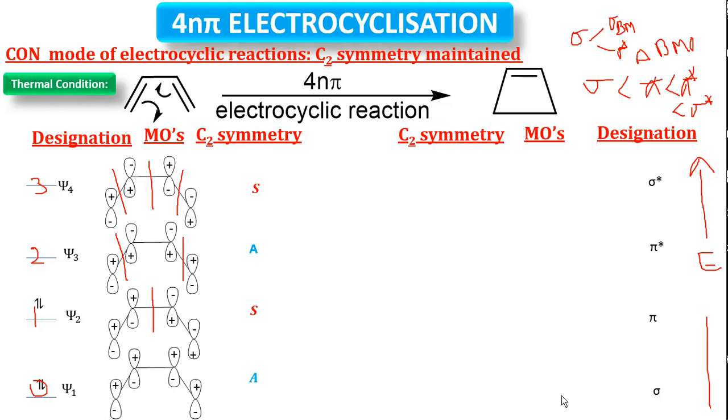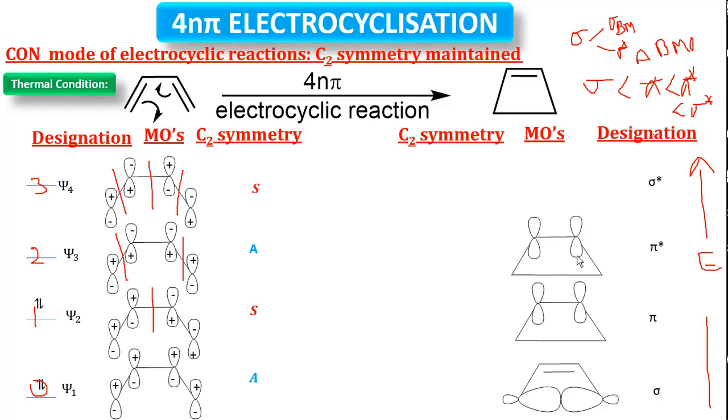And the molecular orbital sigma means what? Here, the overlapping of p atomic orbitals, which type of overlapping? End-on overlapping. Next, pi. What is a pi bond? Side-on overlapping of p orbitals. Pi star is nothing but p orbitals with side-on overlapping. Sigma star is nothing but end-on overlapping.